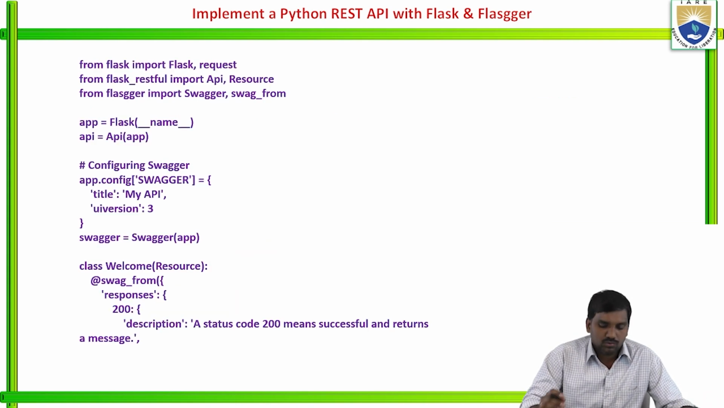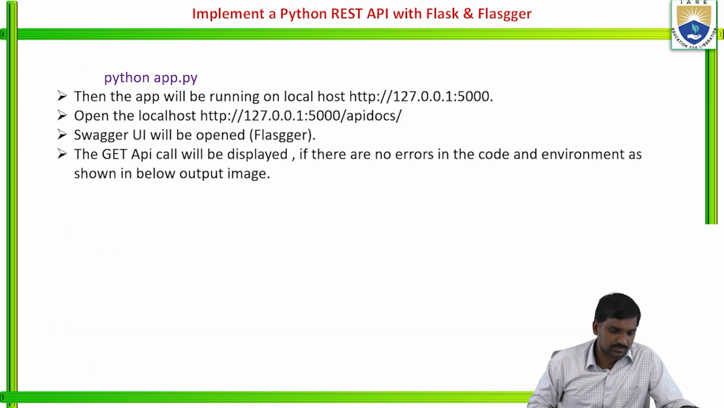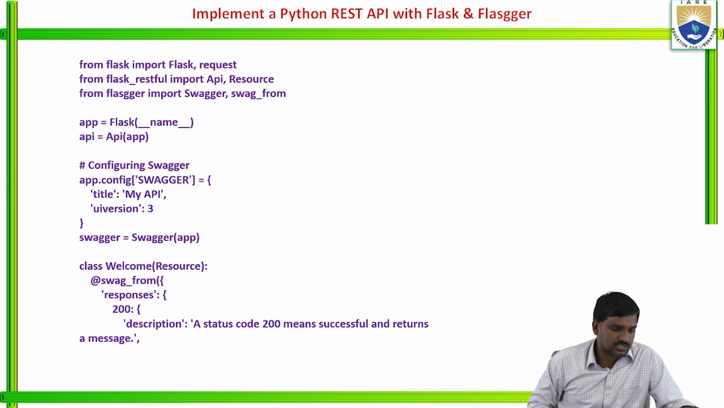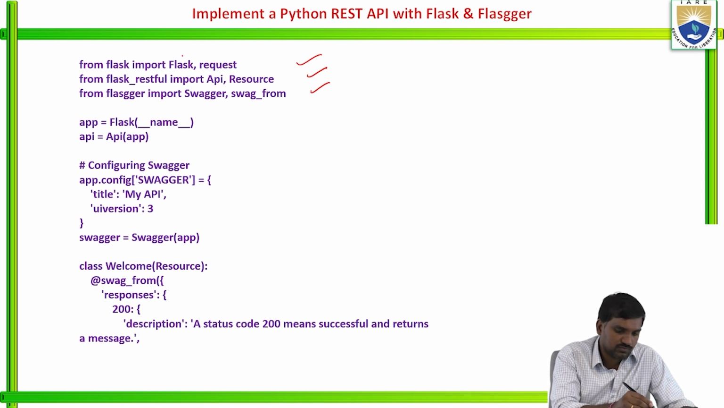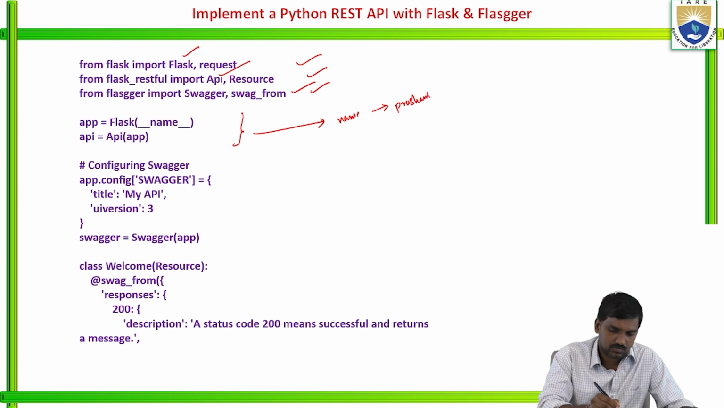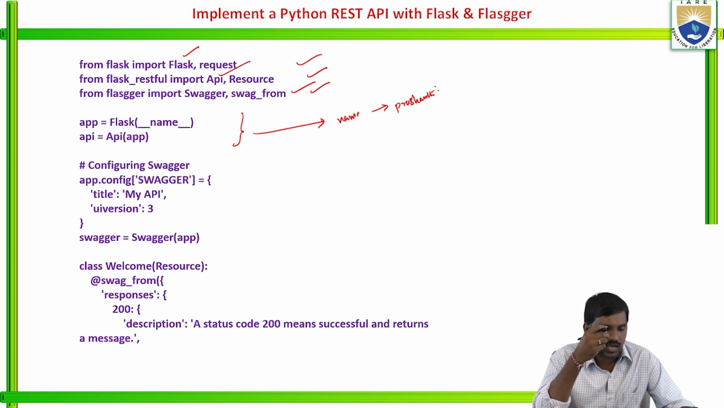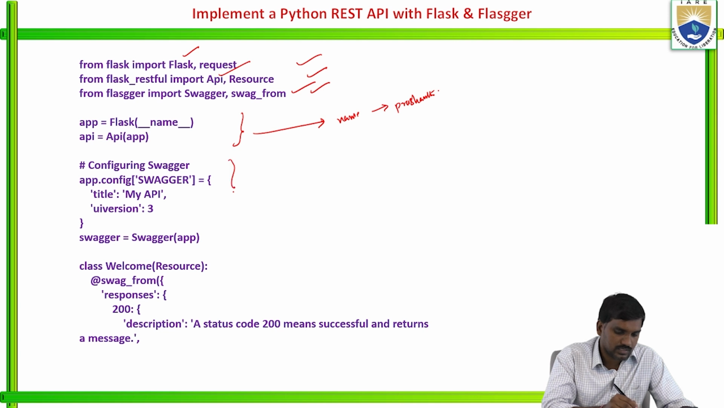This is the program, a three-page program here. Let's start with the import files. Same as discussed in the earlier slide: from Flask import Flask, request, import Api, import Swagger. So these are the three lines. Next, define name. Next, the configuration of Swagger.